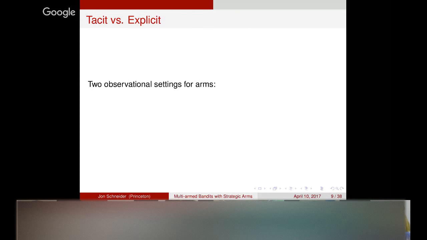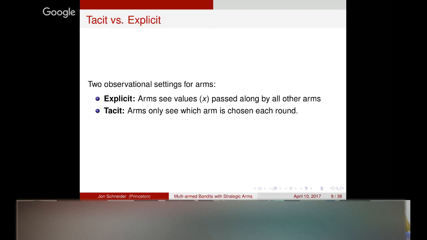But there's one last part of the model which is important, which we should establish, which is, what do the arms know? So there are two observational settings that the arms can belong in. One is each arm sees all the other values reported by all the other arms, so you can see exactly what's going on in the game. And the other case, the arms only see which arm is chosen every round. So you as an arm only see that arm J was chosen, but you don't see how much arm J gave to the principal. And in neither of these cases do the arms learn the other individual values. These are private.